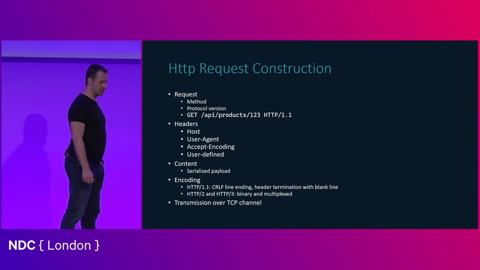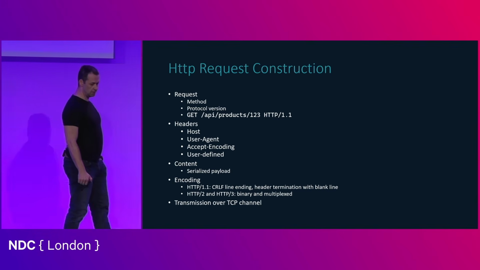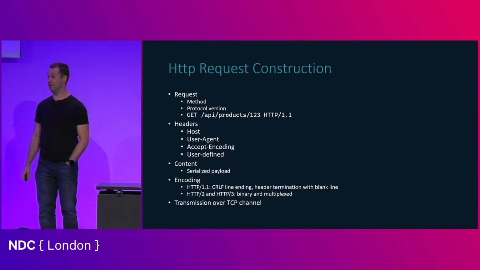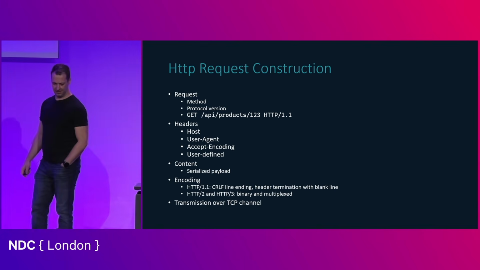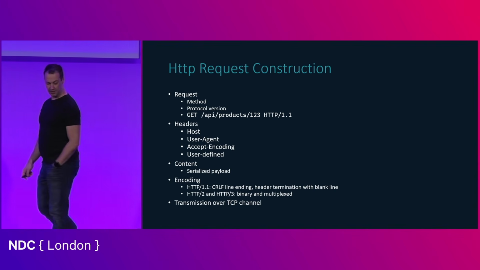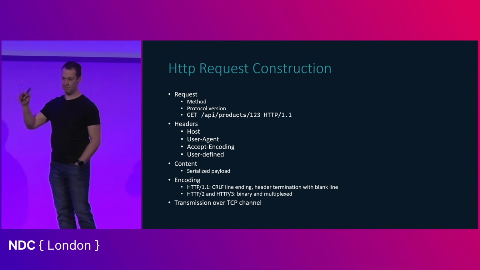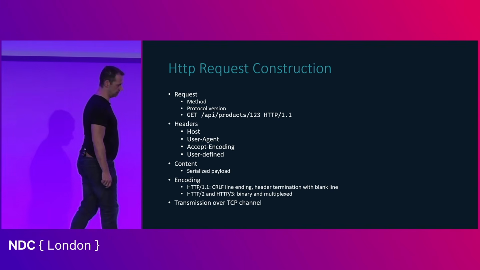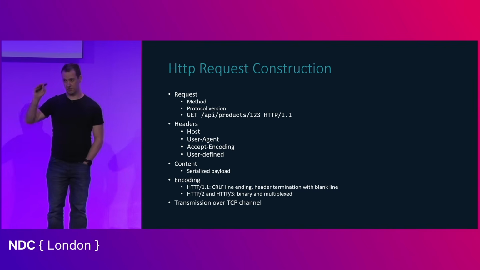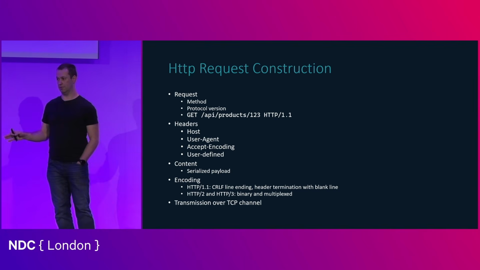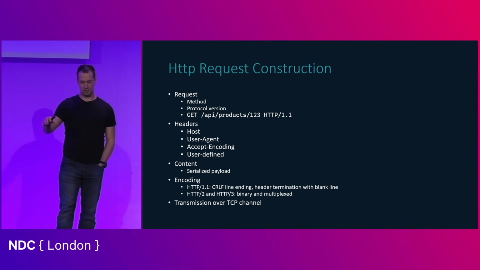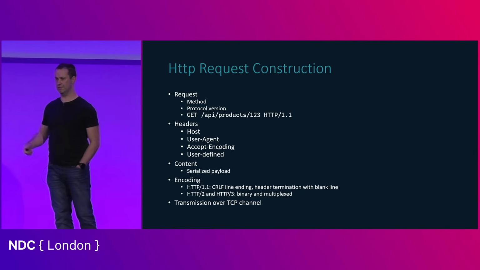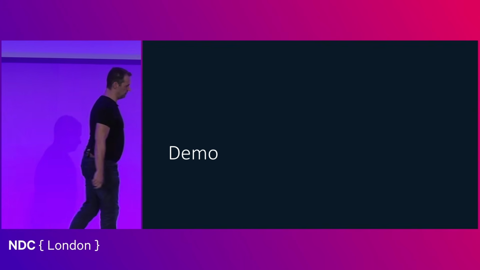And then you have your actual content, which is a serialized payload. This is maybe not the best example because a GET request doesn't often have payloads. But just to let you know. Then you have the encoding, different encodings possible, and then there's the fact that you transmit this over a TCP channel. That's your request. All of this gets constructed by HttpClient out of the box. Unless you want to do custom headers and custom things in there, this all happens automatically with the default settings and so on. All right, let's have a look.